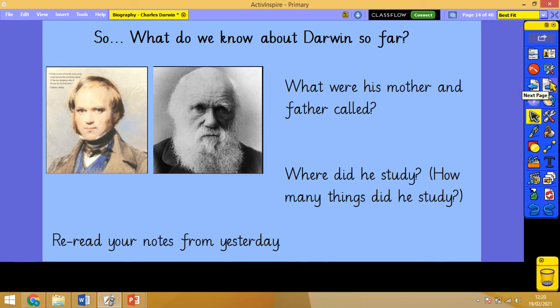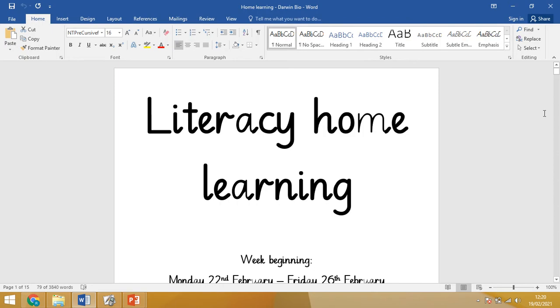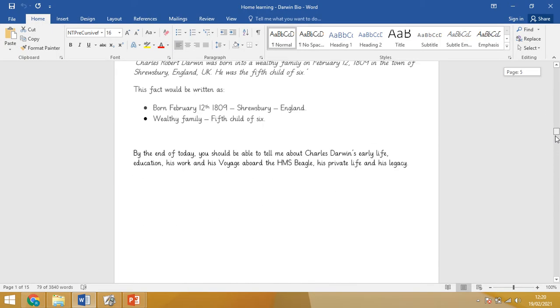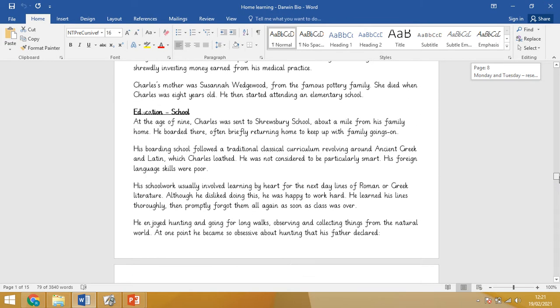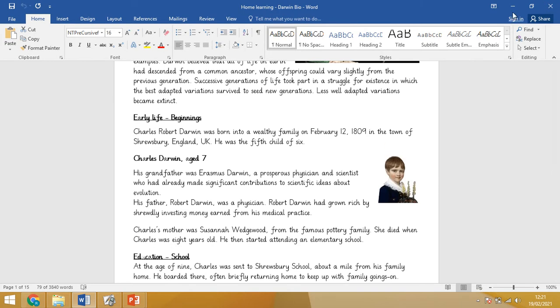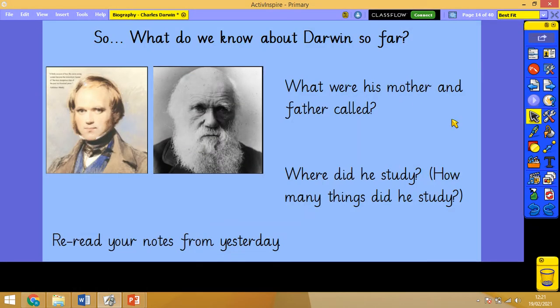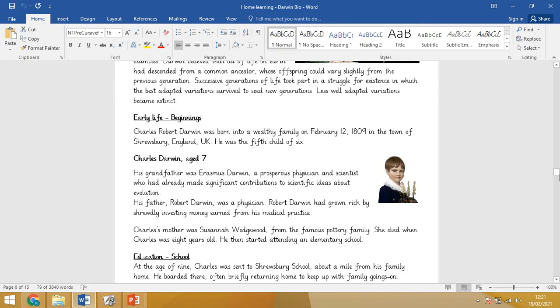Okay, so his father, I believe, do you know what? I can't even remember. I believe he was called Robert, wasn't he? Yeah, Robert Darwin, and his mother was Susanna Wedgwood. There we go. And where did he study? Well, where didn't he study? He studied at his local boarding school in Shrewsbury, Cambridge, Edinburgh Medical School as well. And then was there one more after that?